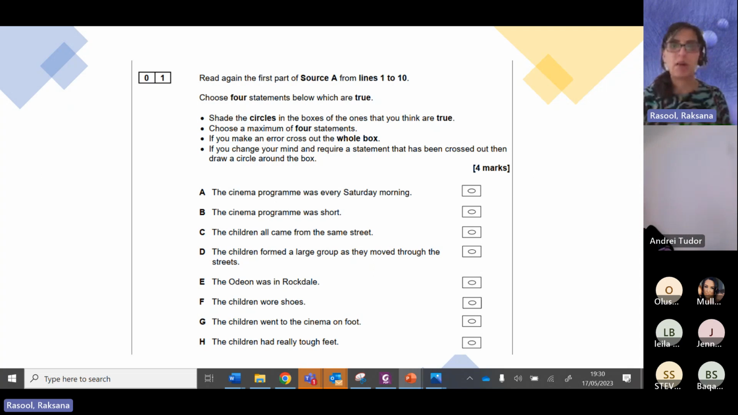The cinema program was every Saturday morning. The cinema program was short. The children all came from the same street. The children formed a large group as they moved through the streets. The Odeon was in Rockdale. The children wore shoes. The children went to the cinema on foot. The children had really tough feet. Which 4 are correct from that?